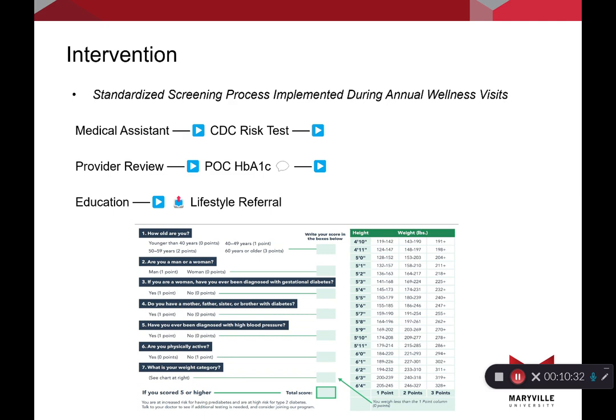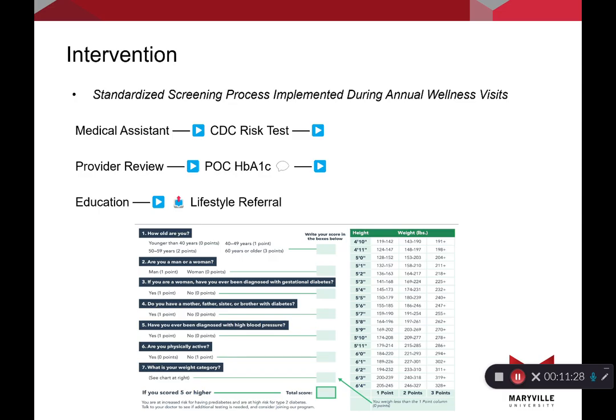Intervention. This slide shows how the intervention functioned during annual wellness visits. The process began with the medical assistant. During the patient visit, the medical assistants administered the CDC prediabetes risk test during the triage phase. The completed screening information was then available for provider review. If the patient's result indicated increased risk, the provider could evaluate whether point-of-care hemoglobin A1C testing was appropriate. This was followed by patient education. This part of the process was especially important because receiving a risk score without understanding what it means has limited value.